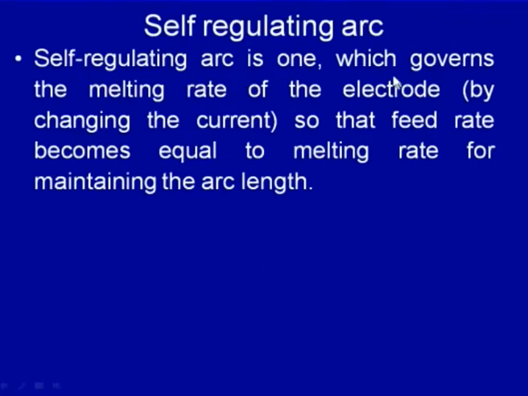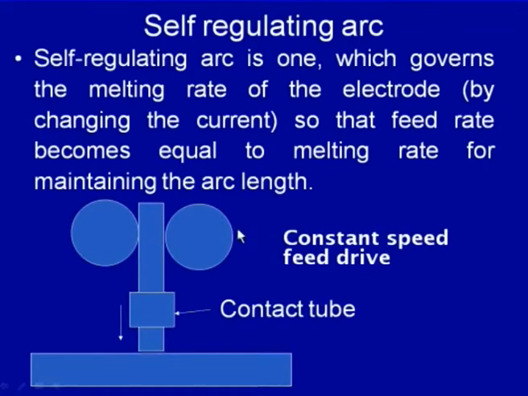So, a self regulating arc is one which governs the melting rate of the electrode by changing the current, so that the feed rate becomes equal to the melting rate for maintaining the arc length. This is one of the important things in this process: in the self regulating arc, the melting rate is controlled in such a way that it is equal to the feed rate, so that when the two are equal, the arc length is maintained. For this purpose, the electrode is fed using a constant feed drive system, and the gap between the two is maintained closely with the help of the self regulating arc.